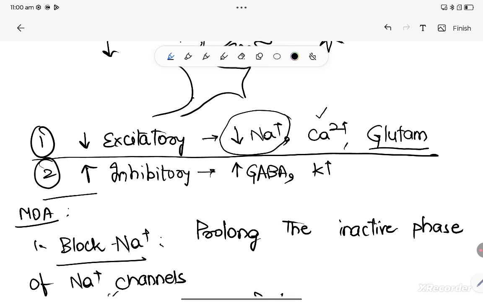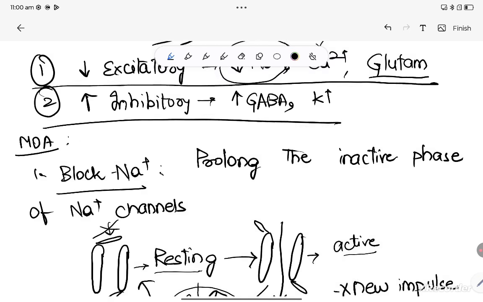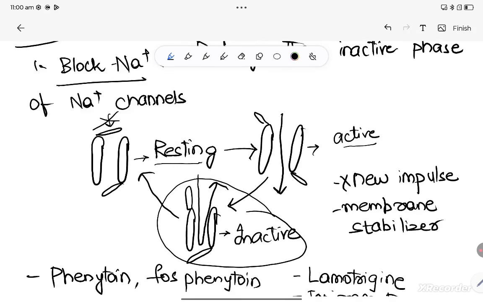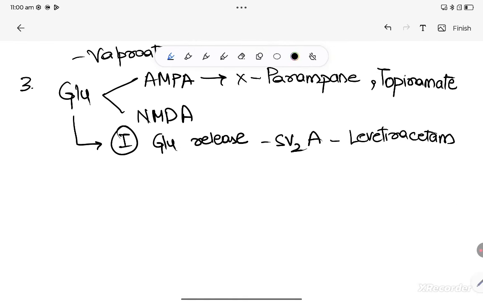Now, let us talk about inhibitory. The inhibitory neurotransmitter is GABA. We are more bothered about the neurotransmitter rather than the ion. With respect to GABA, there are many methods. One such method is GABA receptor modulators.